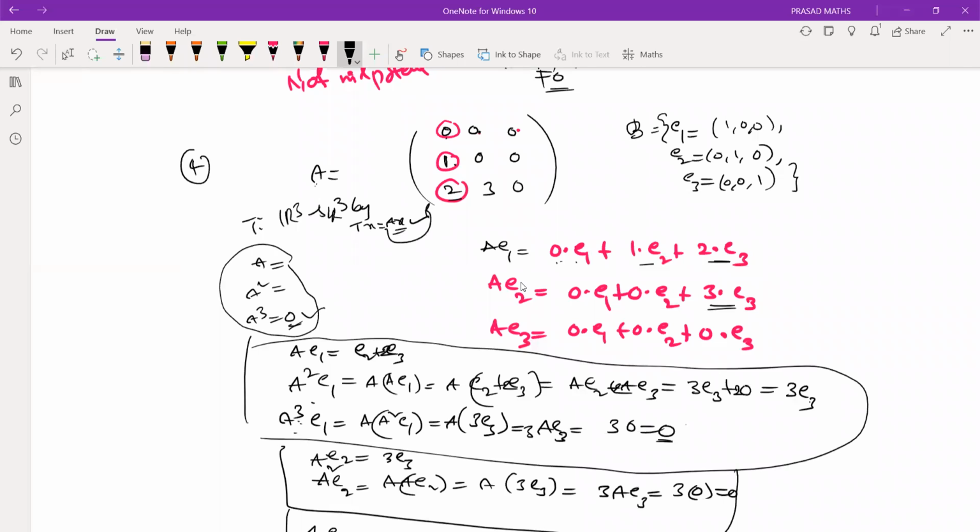B is a basis for that: (1,0,0), (0,1,0), (0,0,1). You can think of A as a matrix of a linear transformation. What is A e1? 0. A e2 is e1. A e3 is 2 e2, 3 e3... What is A e3? 0e1, 0e2 plus 0e3. That is 0. You can compute all powers such that A power something is equal to 0. That something is the index of a matrix.